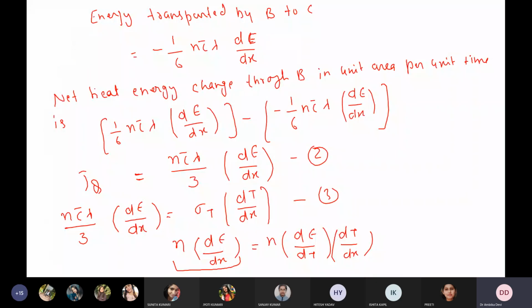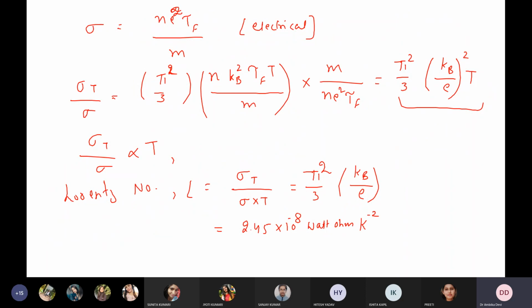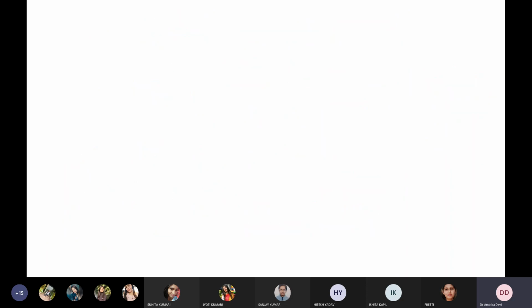Okay, so we derived the expression for the thermal conductivity of matter. This is the thermal conductivity, and then we talked about the Lorentz number, we talked about the Wiedemann-Franz law. Now we are going to talk about a very important topic of this chapter, the Hall effect.